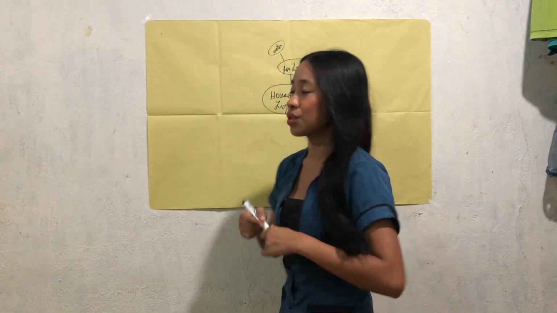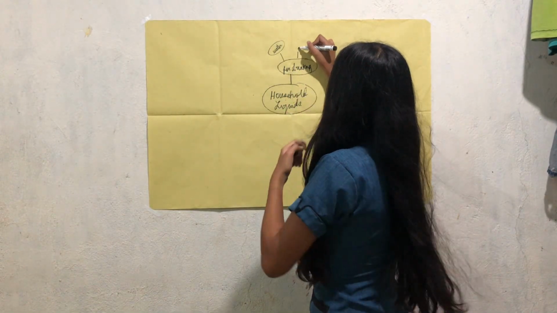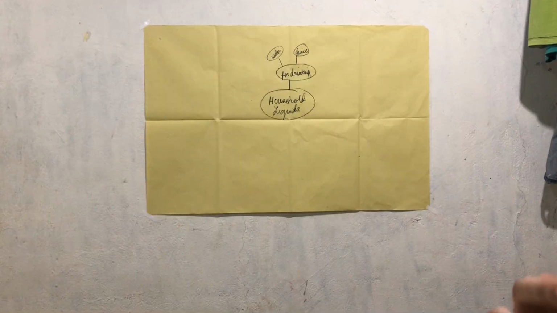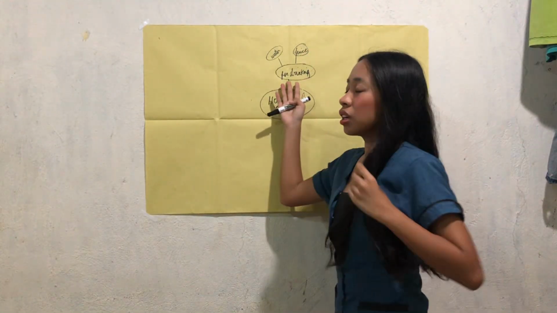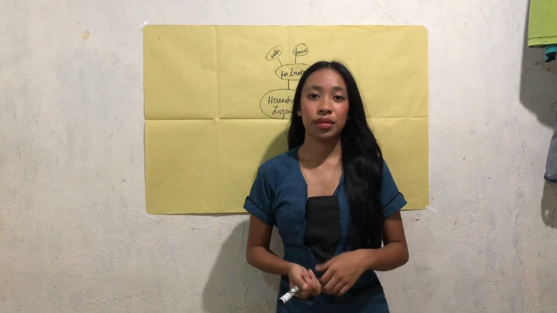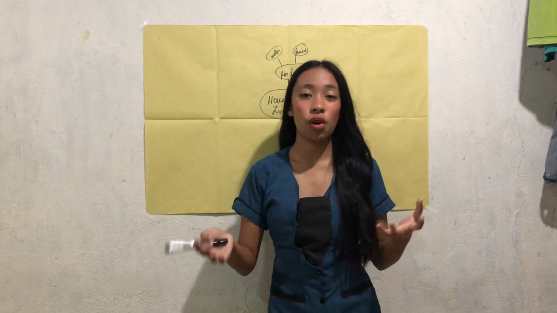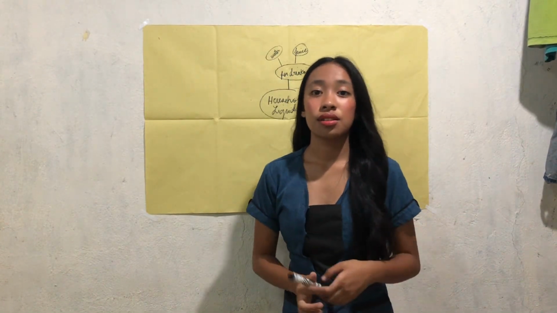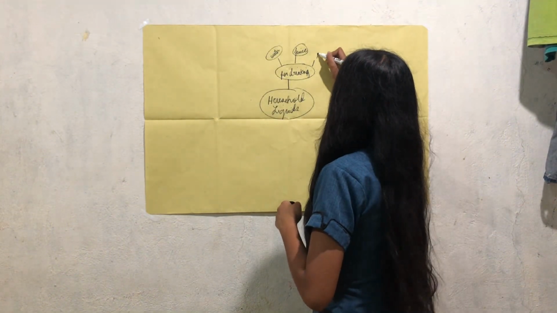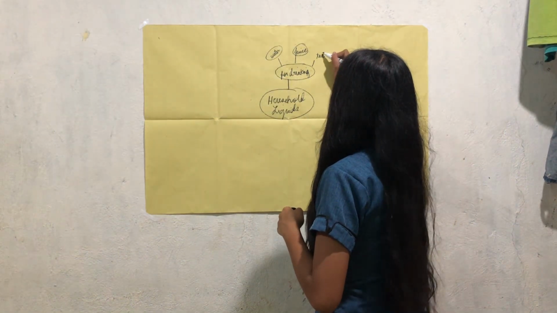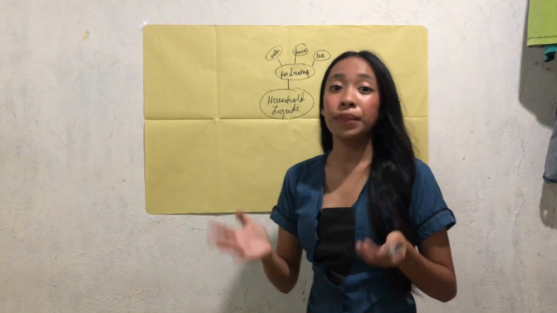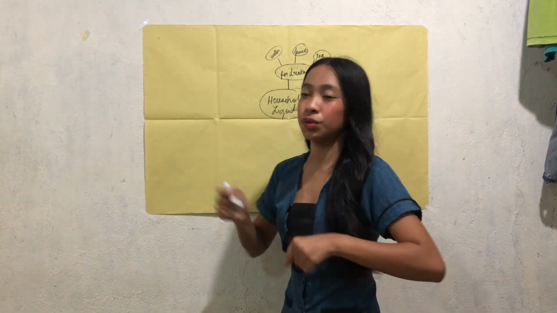A juice. Another example for drinking. Give me some examples for drinking. So let's have a tea. Another, milk and coffee.